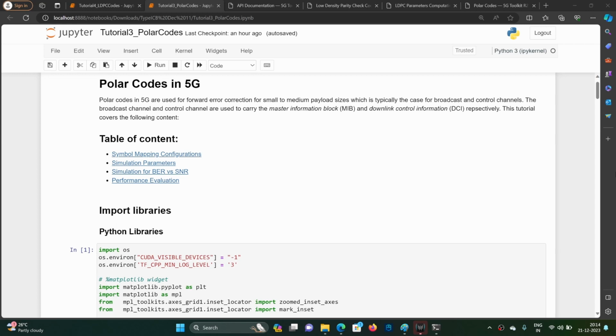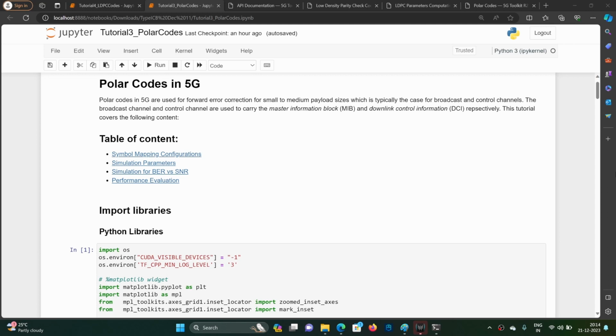So what are the two different kinds of channel coding algorithms that are going to be seen in this video? We'll be looking into polar codes and LDPC codes, implement them using Toolkit 5G and analyze their behavior. So let us start with polar codes.